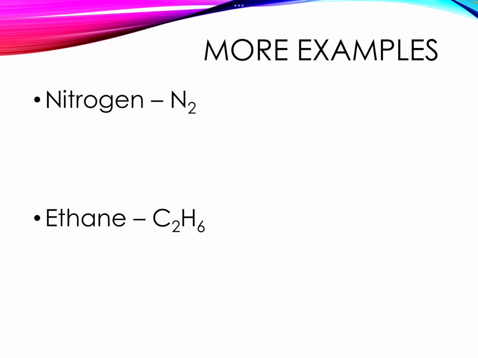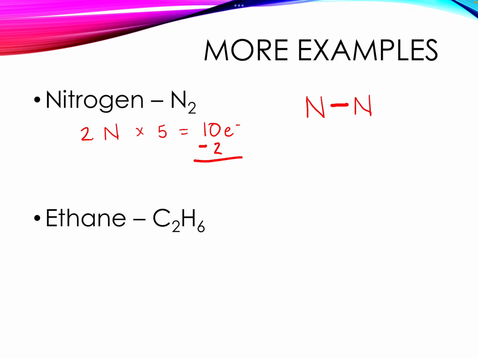Alrighty, let's try another one. This is nitrogen, so N2. Again, neither one of those nitrogens is the central atom, so we'll just put them side by side. We have 2 nitrogens. Each nitrogen has 5 valence electrons, so we have 10 total we can use in this structure. So we'll connect them here.